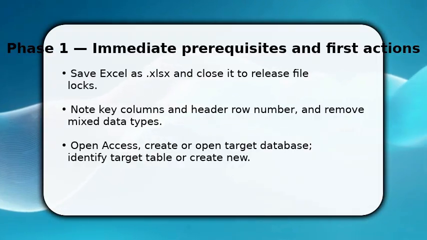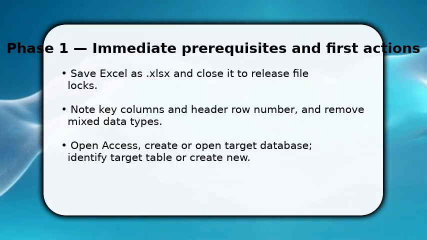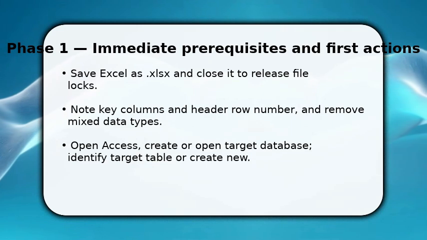Make sure you have the target database open in Access and either create a blank table or note the existing table name you'll link to. This speeds the linking wizard. Now go to External Data and pick Excel to start the link process.